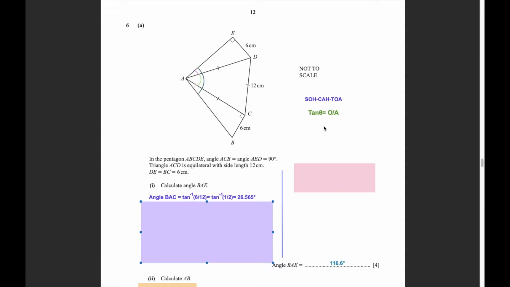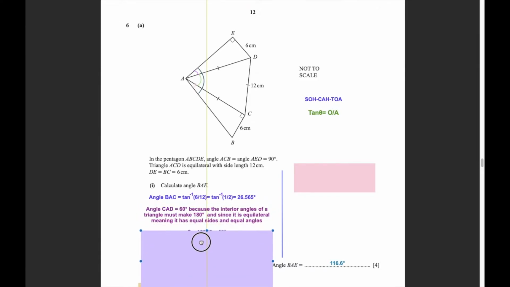So tan theta is opposite divided by adjacent. We want to get theta alone, which is the angle, so we're going to move tan to the other side. So tan inverse of 6 divided by 12, or tan inverse of half, will give us 26.565 degrees. So we found the first one.